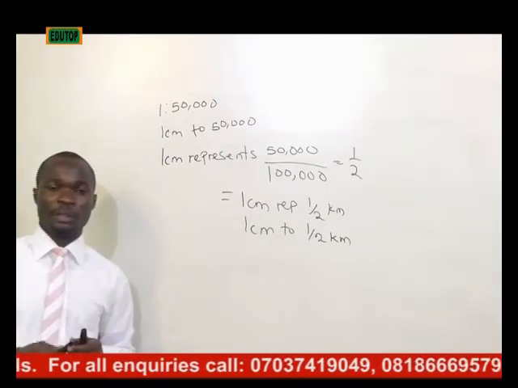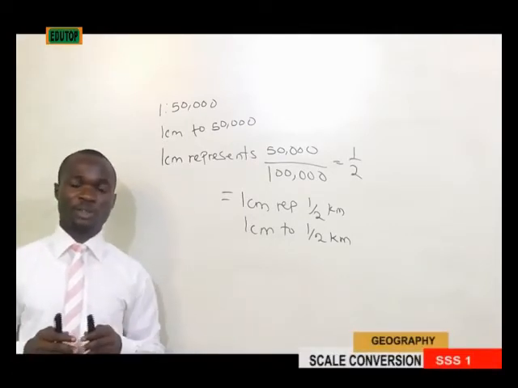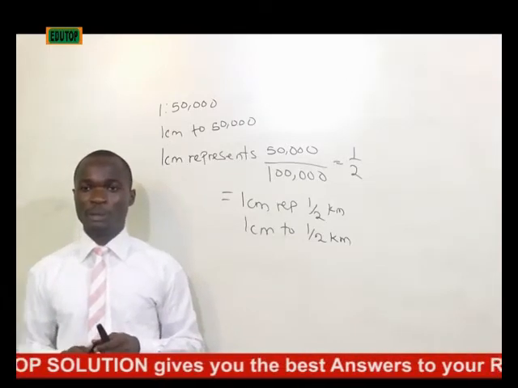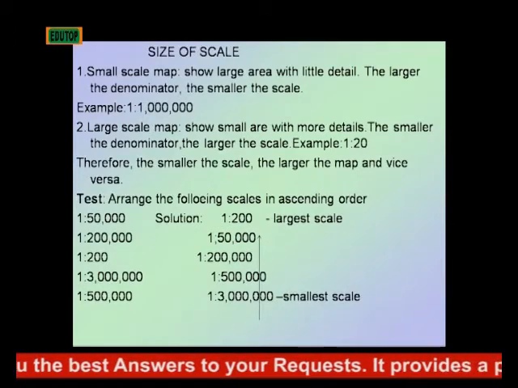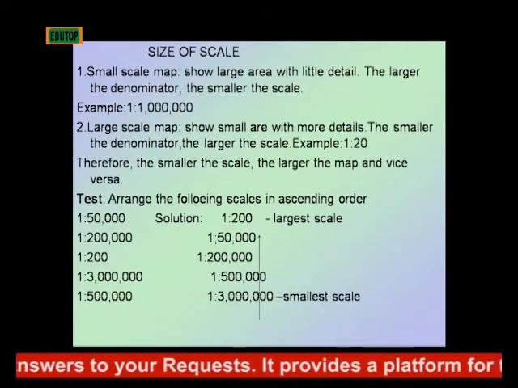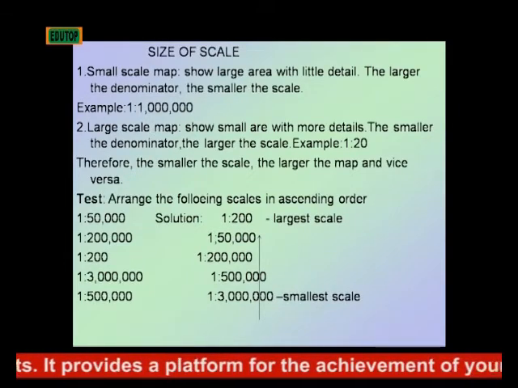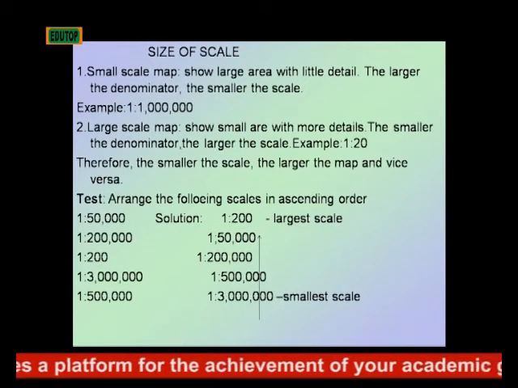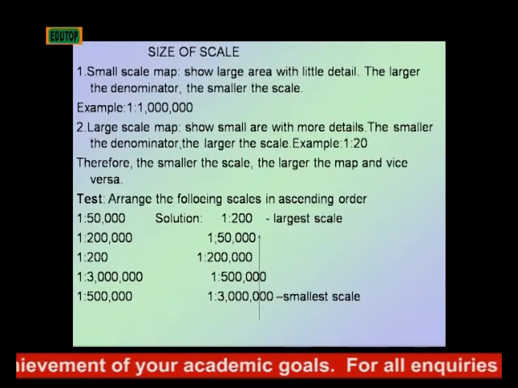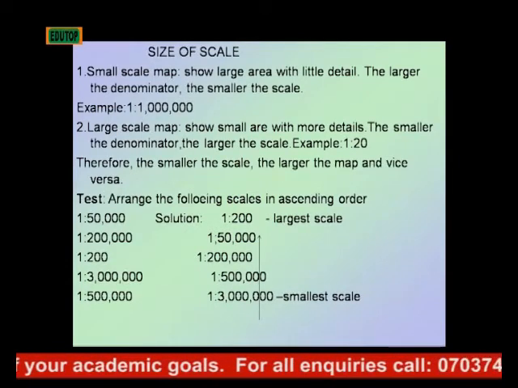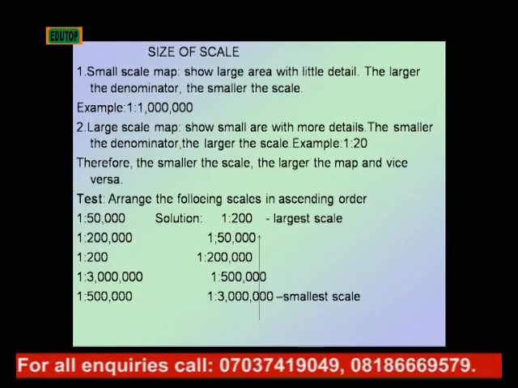Now, there is a little test here to assess your understanding. The question is, arrange the following scales in ascending order. We have 1:50,000. The next one is 1:200,000. The next is 1:200. The next one we have 1:3 million. And finally we have 1:500,000.